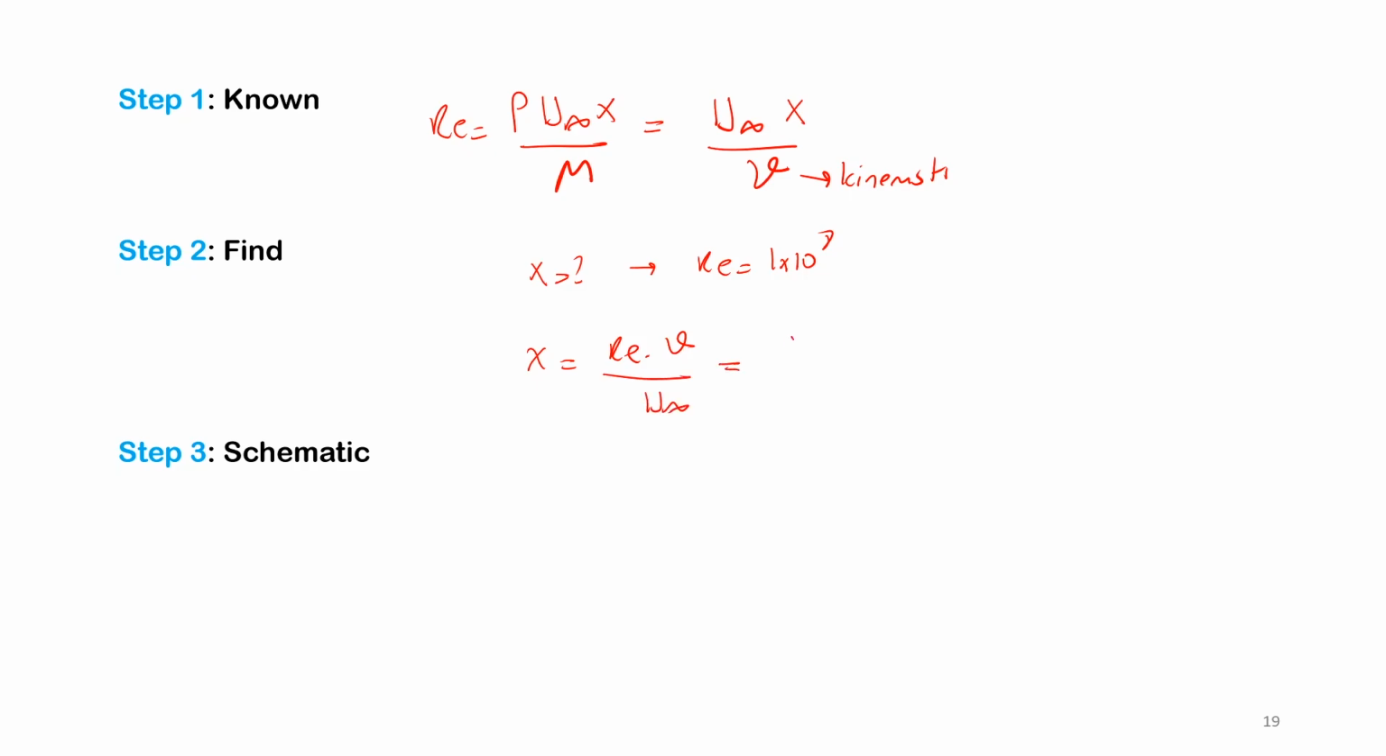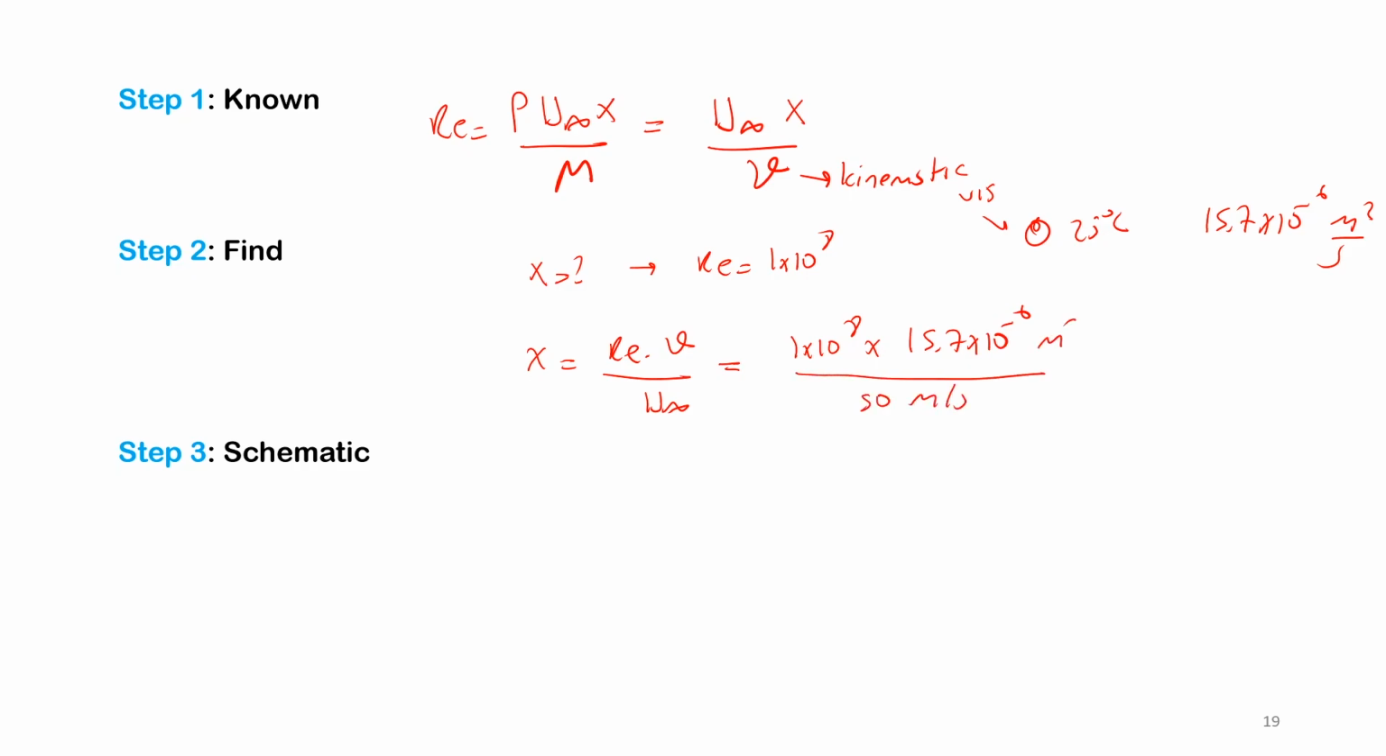x is equal to Reynolds number times kinematic viscosity over u infinity. So Reynolds number is 1 times 10 to the 8. And we look up the kinematic viscosity for air at 25 degrees Celsius, and we'll see that this is 15.7 times 10 to the minus 6 meter square per second. And then the velocity is 50 meters per second. So we'll find that the distance is 31.4 meter. So that is part A.